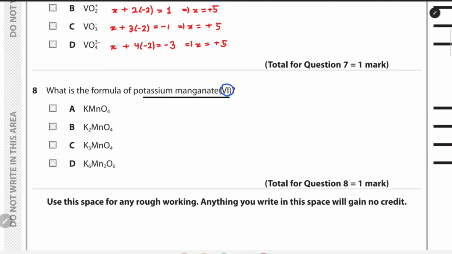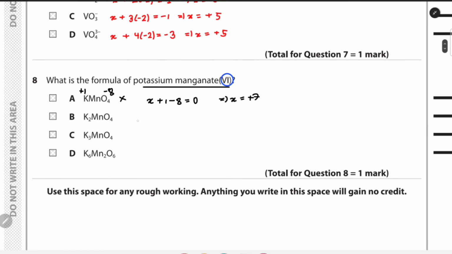Potassium manganate(VI) represents that the manganese over here should have an oxidation number of plus 6. So if I want to find that, I have plus 1 for K and minus 8 for oxygen. So X plus 1 minus 8 is 0. So X is 7 or plus 7. This is not the answer.